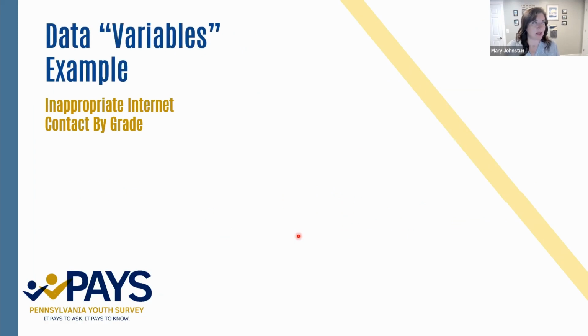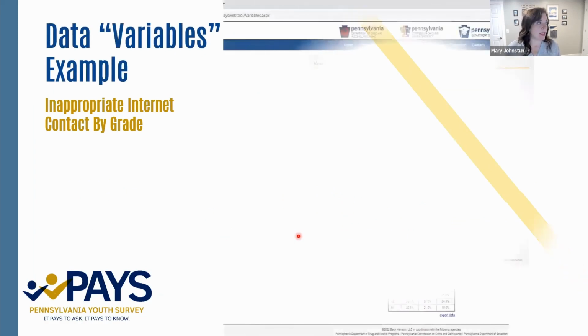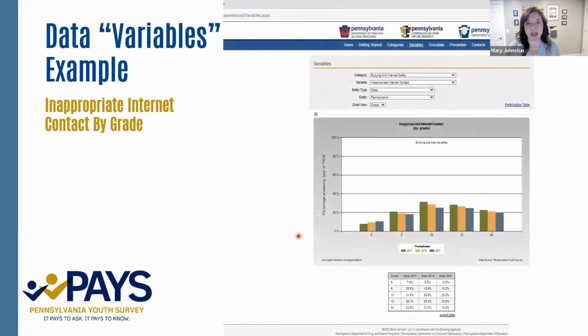So our variables example is going to be inappropriate internet contact by grade, which you might remember is one of the variables reported within that bullying and internet safety category. So let's just say we clicked on that hyperlink down here in the categories page and it popped us directly to here, or you can go to this variables tab up here and just click on that and it's going to send you here.